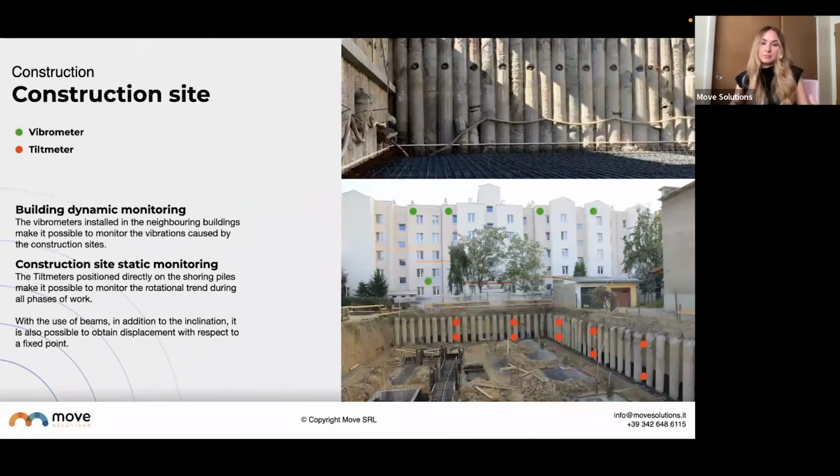So here's an example of a way we would monitor a construction site. In this case, with the shoring piles, we would want to monitor those to make sure they're not moving. We can use our static sensor, which is our tilt meter, to make sure those piles are staying where they should be staying. And then the green dots on that building are the vibrometers. So making sure that this construction that you're performing so close to that building is not going to have an effect on that building structure.